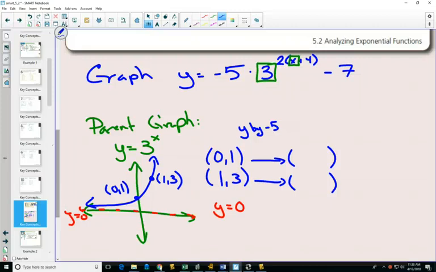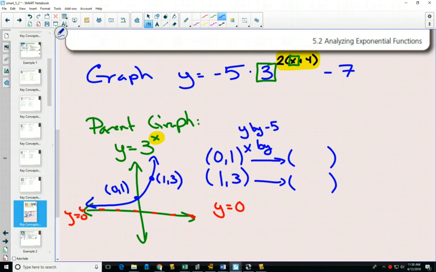And here, I'm going to highlight whatever is where the x value is. In other words, whatever's in the exponent, that's all horizontal translations and transformations, stretches and compressions. So what happens if that 2 is inside the exponent? What are we going to multiply our x value by?